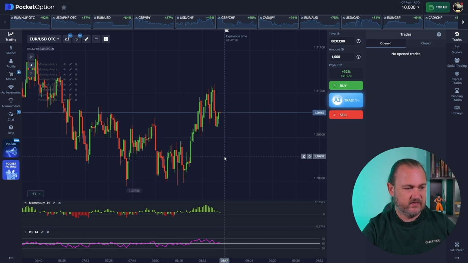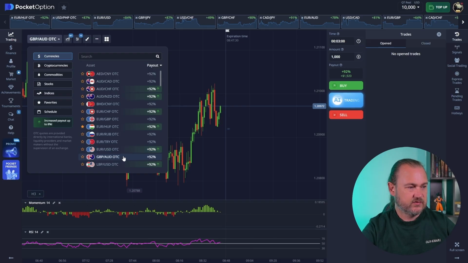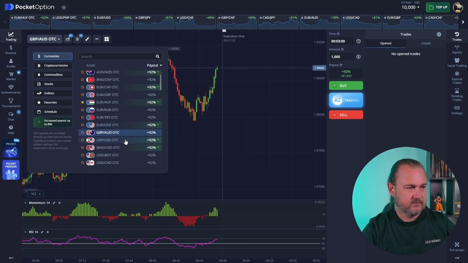Okay, here we have an asset that has tested. We did not see the red momentum though. Let's go on the side of caution and we'll skip it.